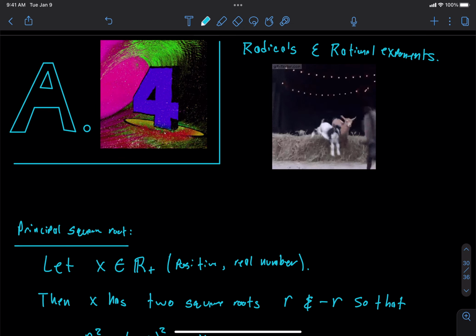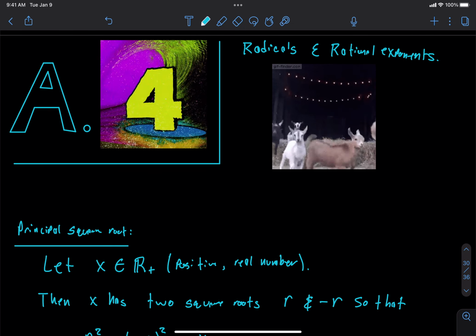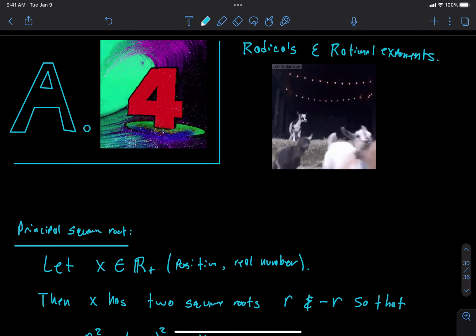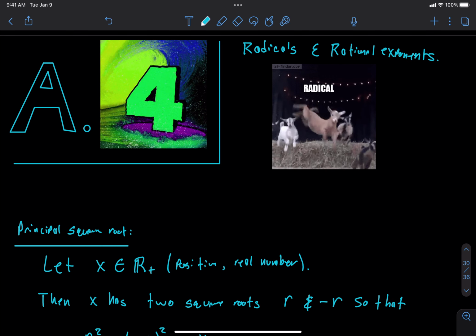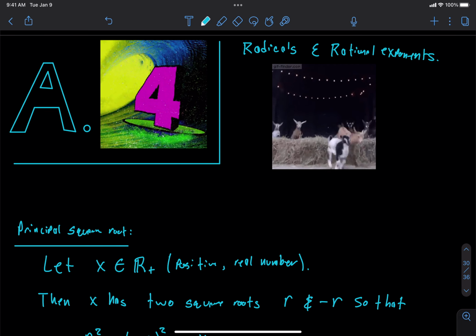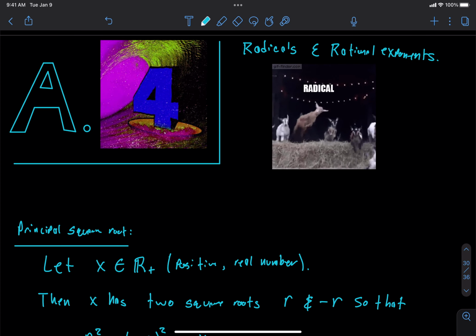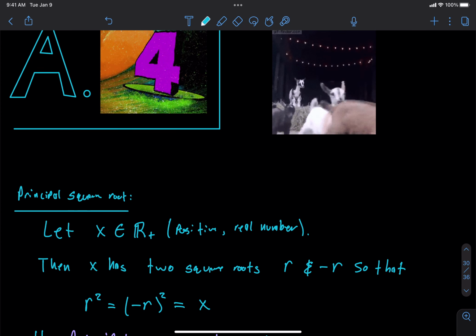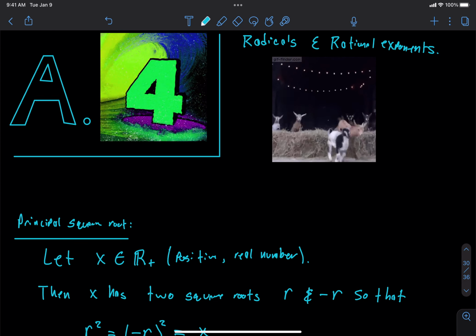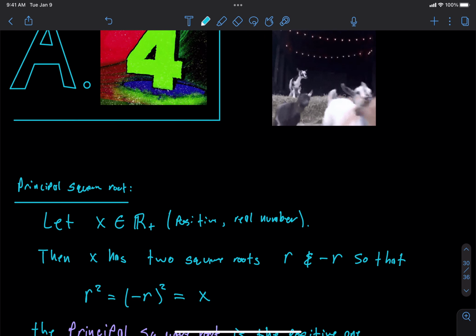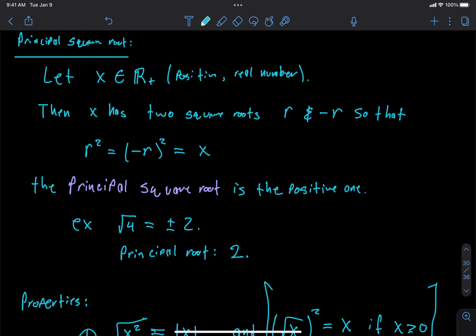Okay, so what is A.4 going to be all about? We're going to talk about radicals and rational exponents. Okay, so radicals, as you know, in math has a little bit of a different meaning than it does in common parlance. So let's talk about what a radical is, and then the simplest kind of one that there is, of course, the square root. Okay, so let's talk about what's called the principal square root.